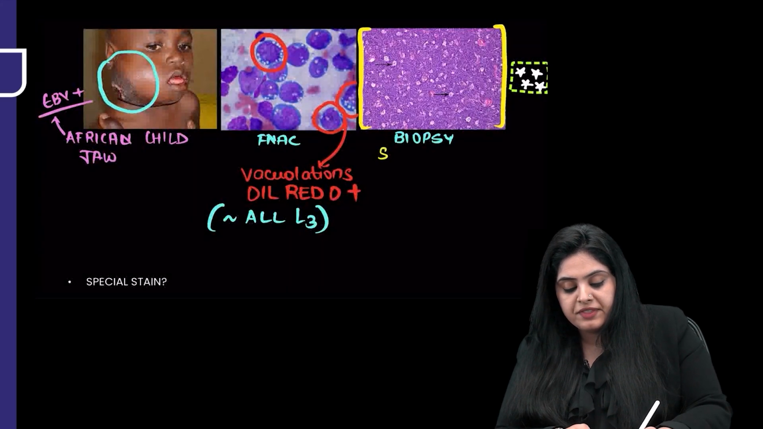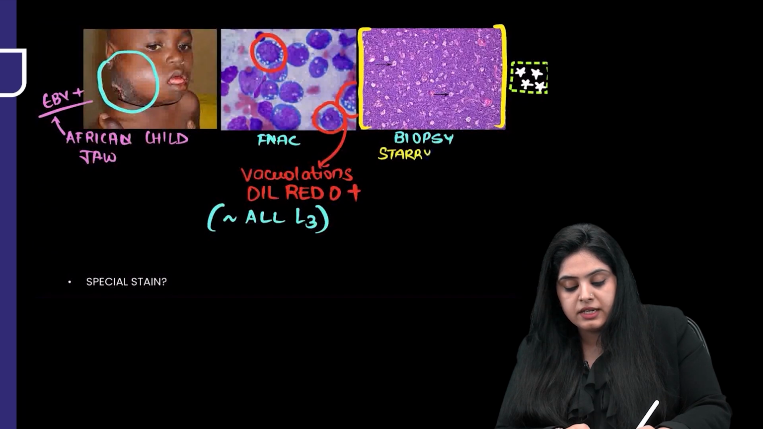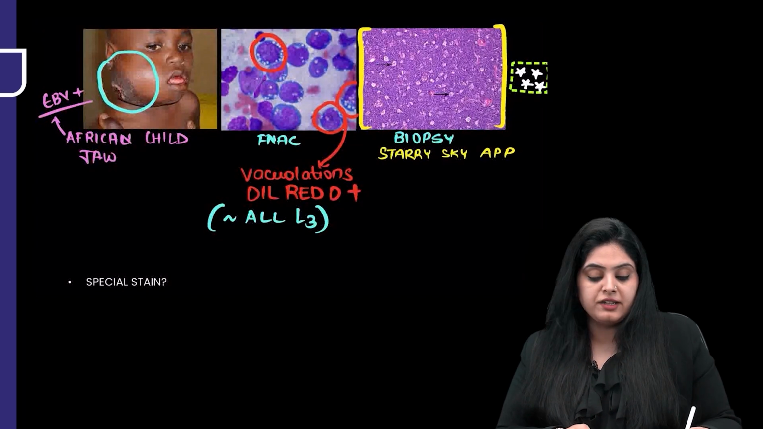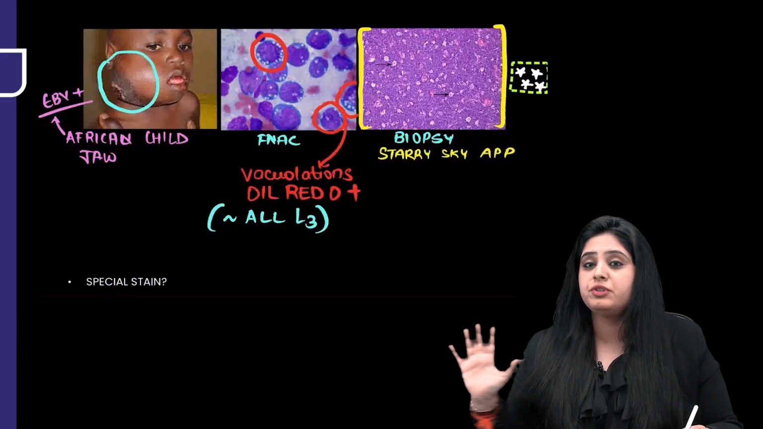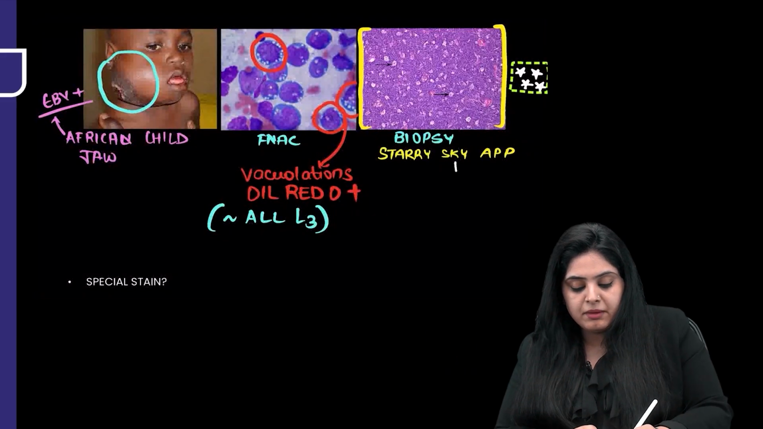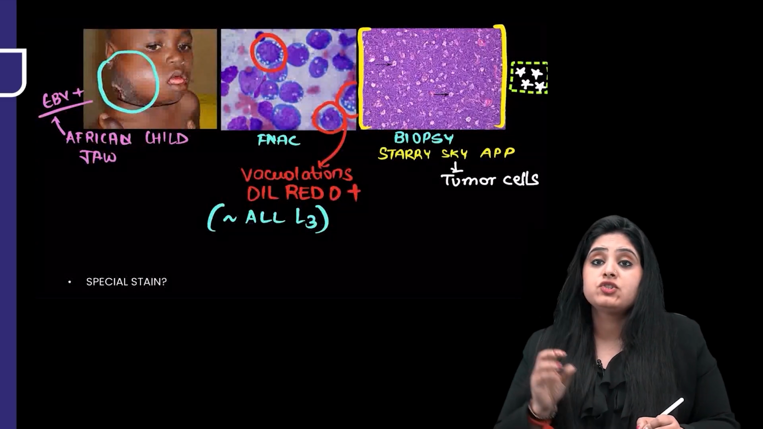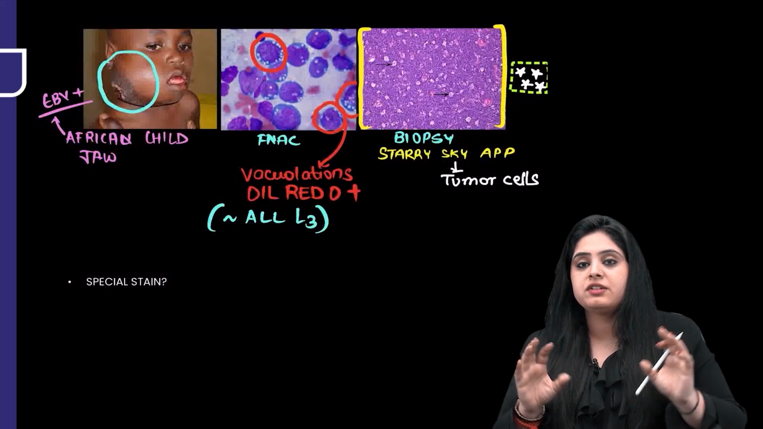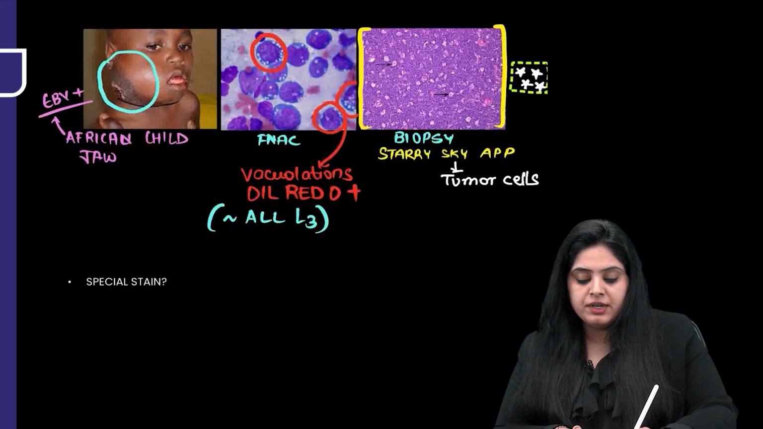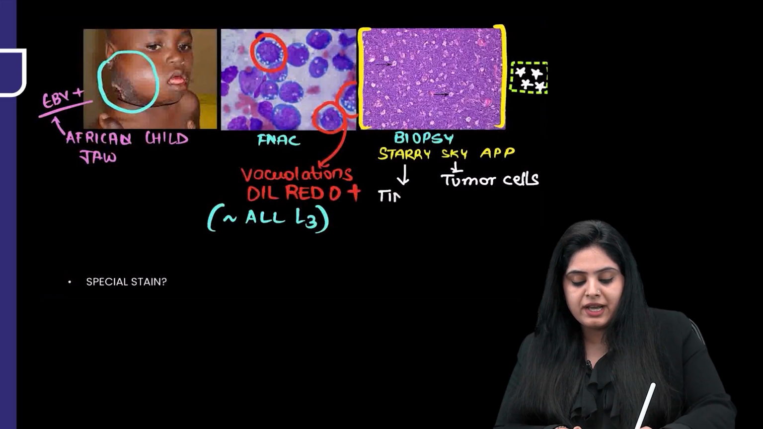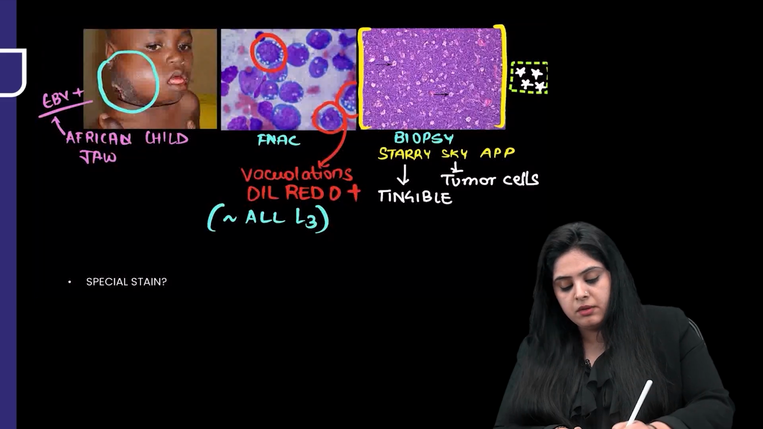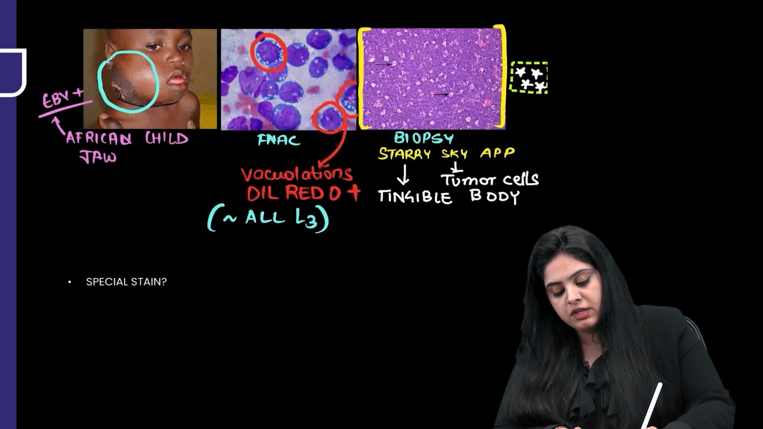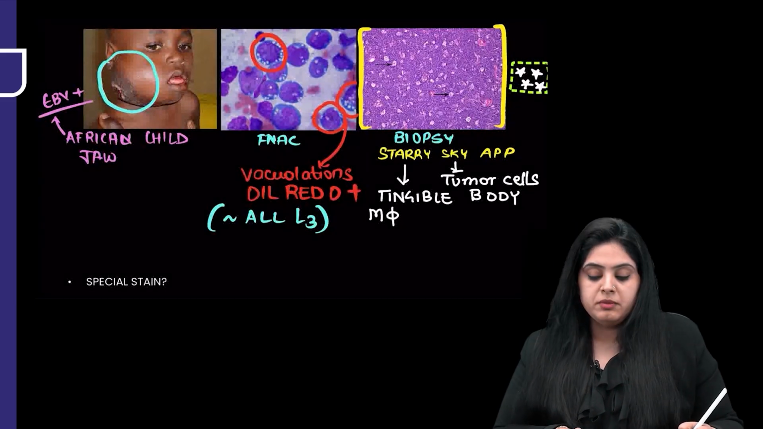So when you are talking about the starry sky appearance, they ask you what the stars are and what the sky is. This black background means the tumor cells. The sky part is the tumor cells, and what is shining? Like I told you, whatever we are teaching you, high yielding points, those are going to be the stars, the rays of hope. That is not a tumor. That is the nice part. Those are referred to as tingible body macrophages.